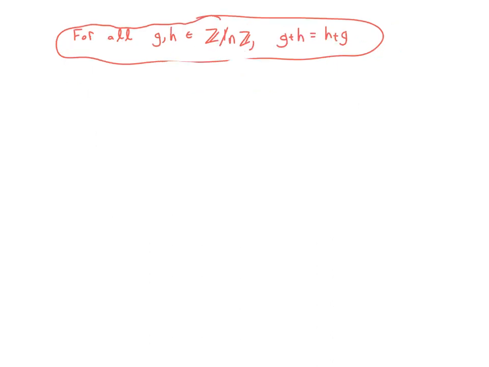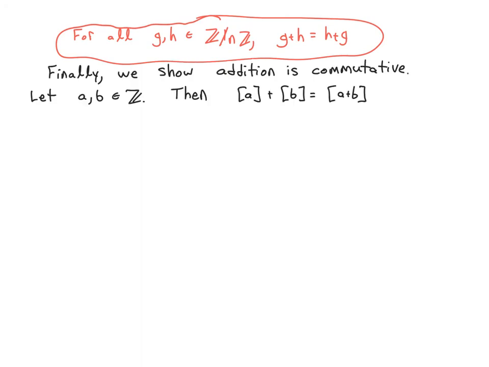Of course, if we want to claim it's an abelian group, there's one last property to check, and that's commutativity, which means that for any two elements, their sum is the same no matter what order the elements appeared in. So, finally, we show addition is commutative. Take two arbitrary integers. What do we want to show? We want to show the sum of the equivalence class of A plus B is equal to the sum of the equivalence class of B plus A.